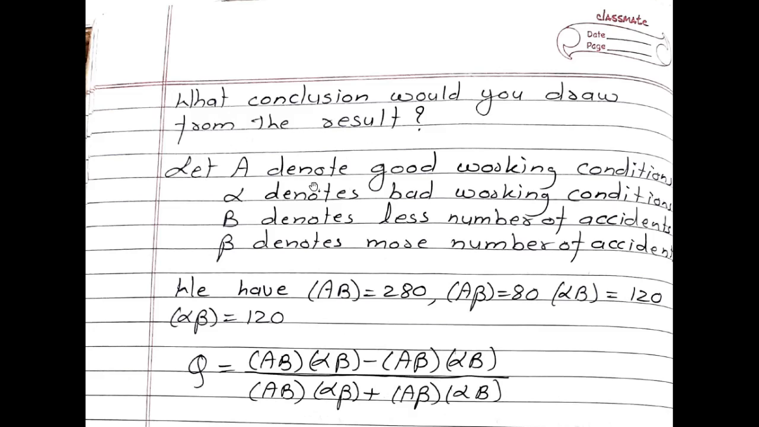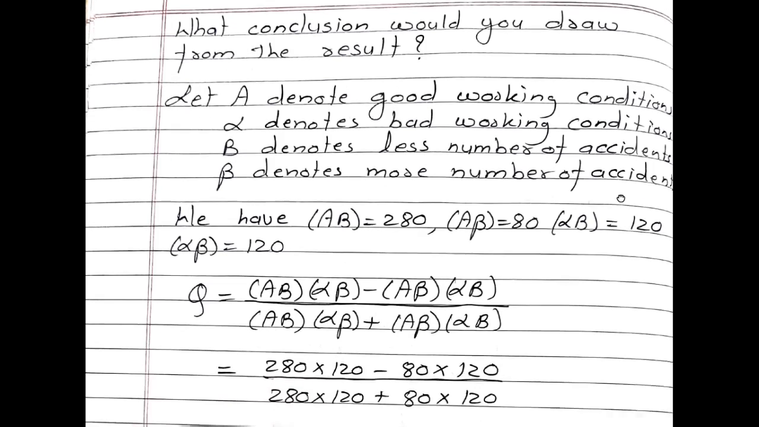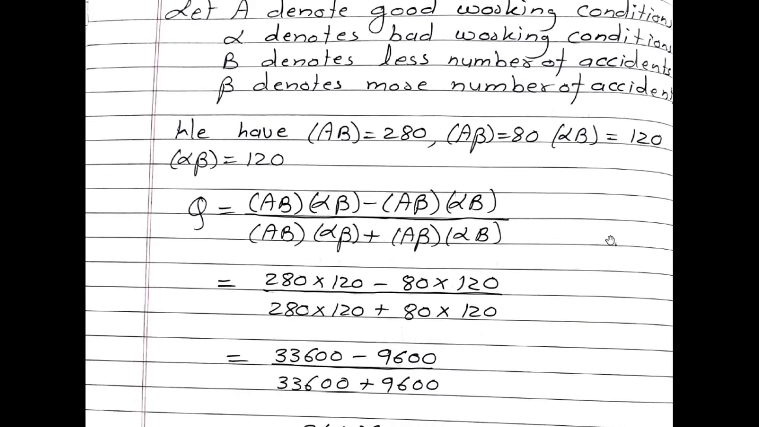Let A denote good working conditions. Naturally alpha will denote bad working conditions. B denotes less number of accidents. Beta denotes more number of accidents. So we are given that value of AB is equal to 280. Value of A beta is equal to 80. Value of alpha B is equal to 120. And value of alpha beta is also 120.